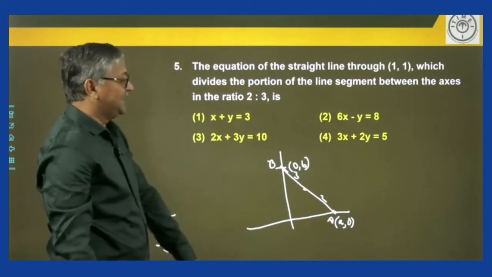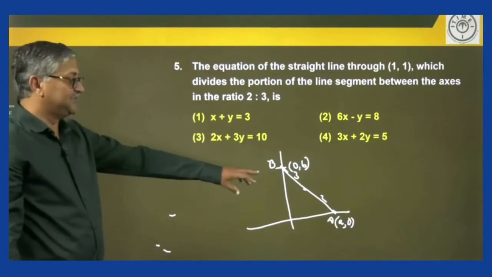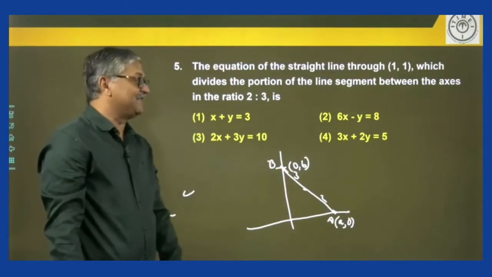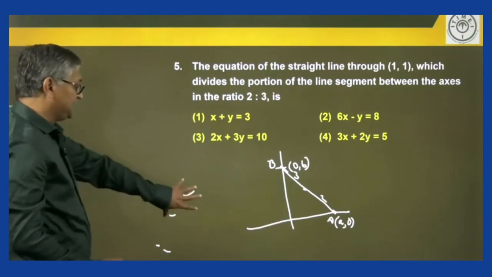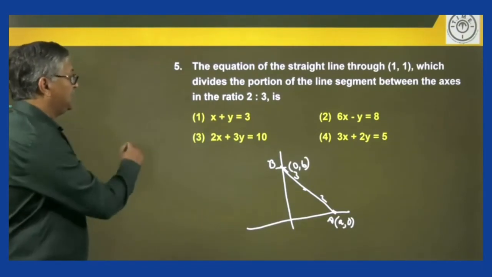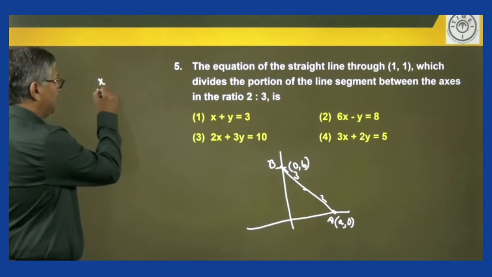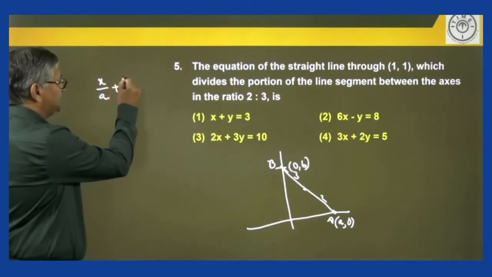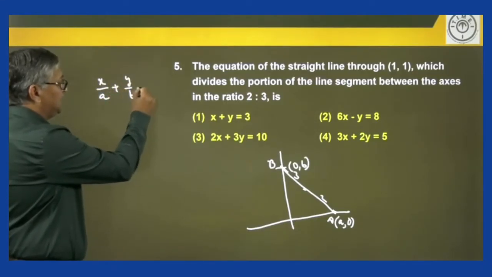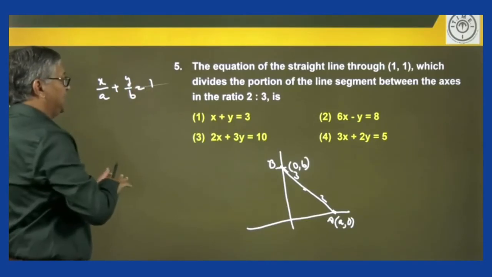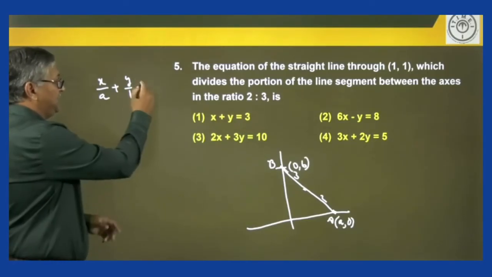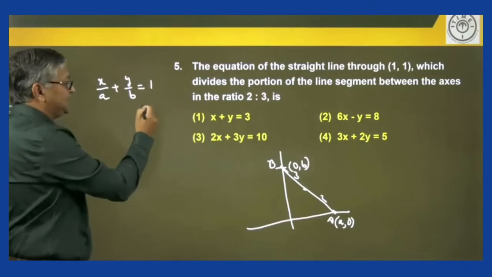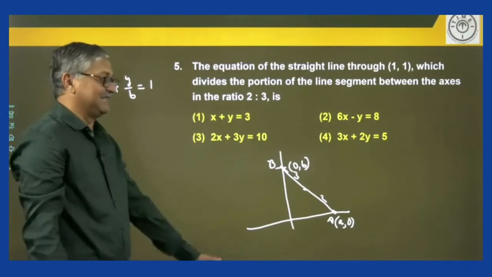Then, what is the equation of the straight line? So, this is the equation of a line in intercept form. What does the equation of a line in intercept form mean? It is simply x by a plus y by b is equal to 1. This is the equation of a straight line in intercept form.